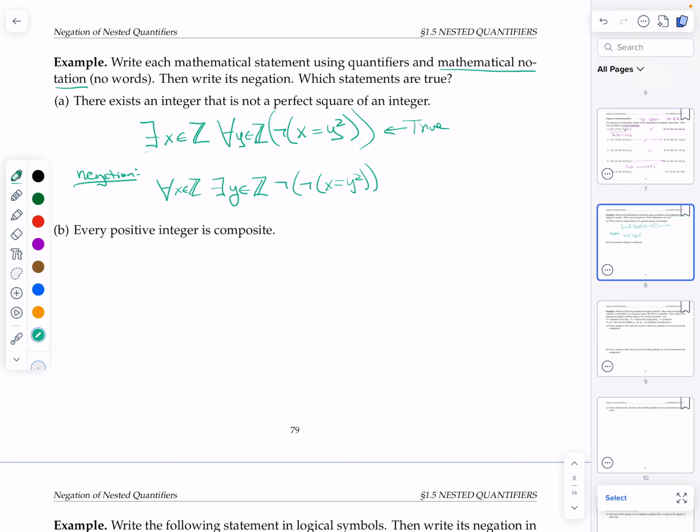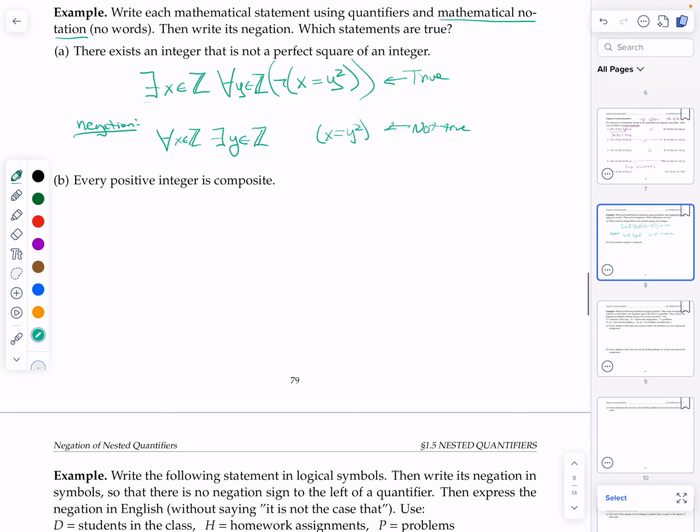So notice what I've done here: instead of putting the negation over here, I moved it inside the parentheses, and so now you can just get rid of those. And so for every integer, there is another integer such that x is equal to y squared. That's not true, because, well, 3 is a good example of why it's not true.